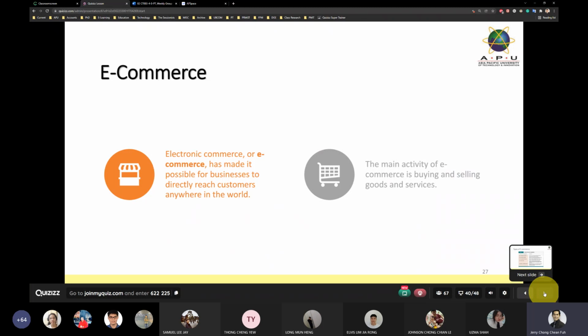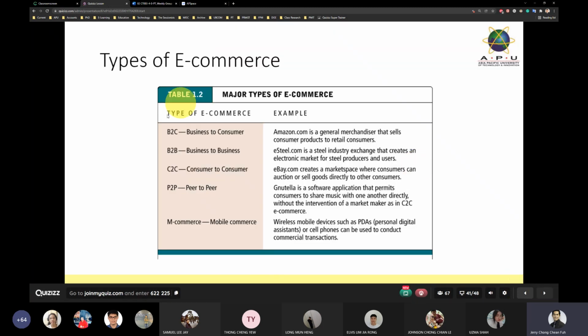So we highlighted this term earlier when it comes to e-commerce, right? The main activity of e-commerce is buying and selling goods and services. But as I highlighted earlier, it's important to incorporate the word internet into it as well, because that's where the platforms are highly used. I won't spend too much time here because these are very commonly known to everyone, from B2C to B2B to C2C and P2P as well, right?